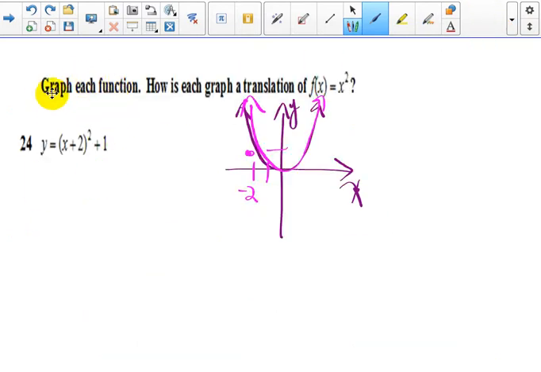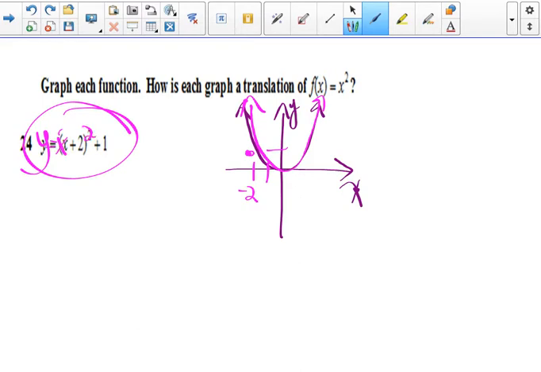Our next equation says graph the function. How is each graph a translation of f of x equals x squared? Well, we know f of x equals x squared makes the parabola that I'm showing here. And we look at this equation, and we have y equals (x plus 2) squared plus 1. So the parent function here is y equals x squared.